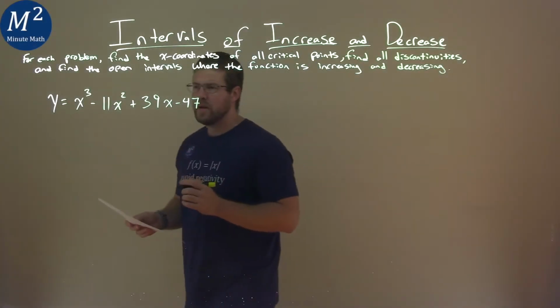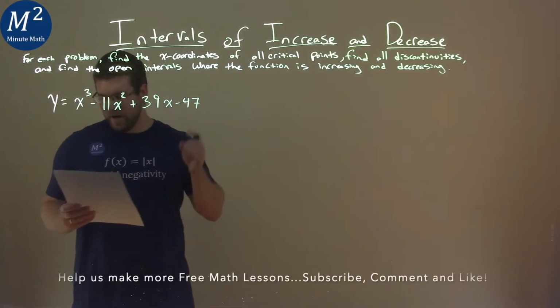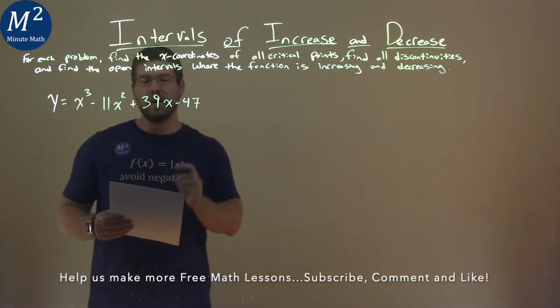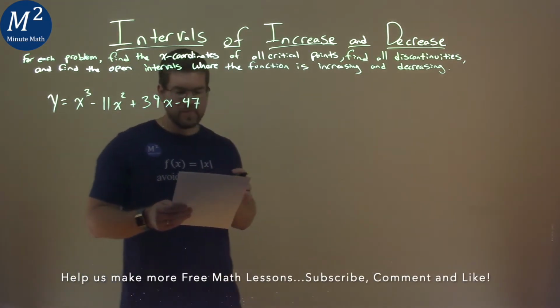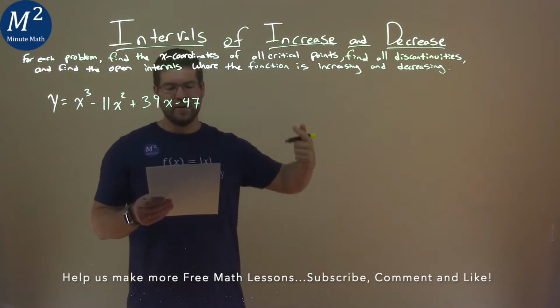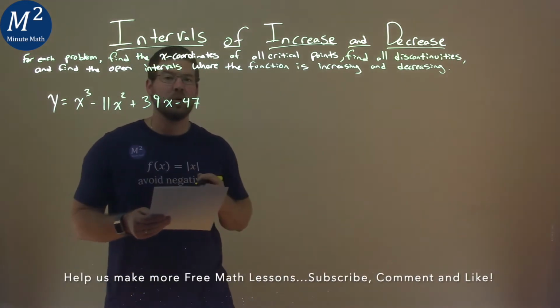We're given this problem right here. Y equals x to the third power minus 11x squared plus 39x minus 47. We're going to find critical points, discontinuities, and any intervals where it's increasing or decreasing.